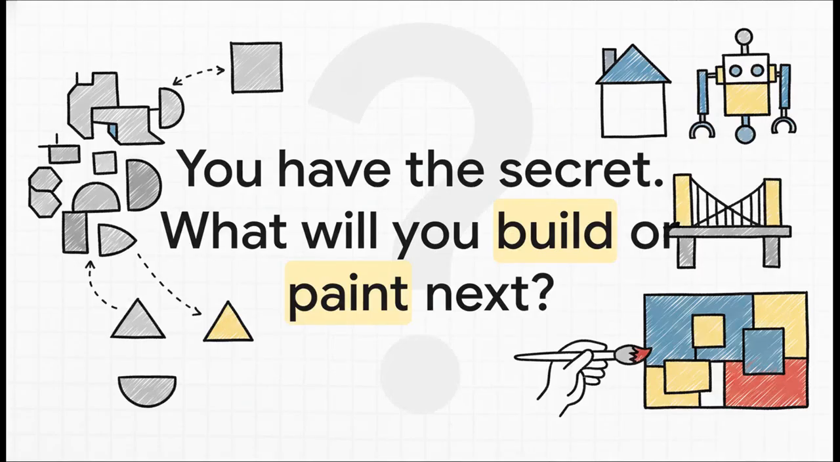And there you have it. You now have the secret. The add or subtract strategy lets you look at any complex shape and see the simple, measurable pieces hidden right inside. You can now measure, plan, and build with confidence. So the only question left is, what are you going to build or paint next?